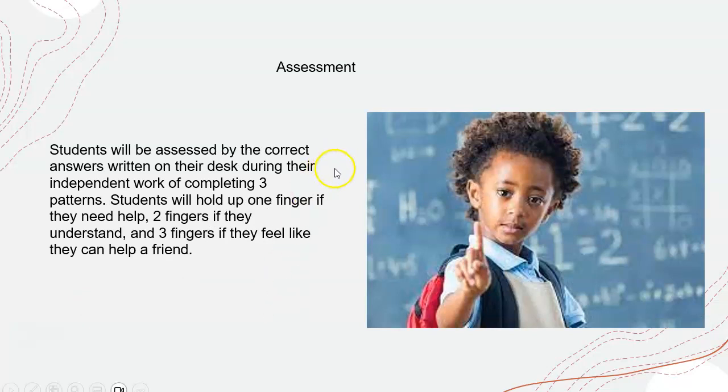And for the assessment, students will be assessed by the correct answers written on their desks during their independent work for completing 3 patterns. Students will hold up 1 finger if they need help, 2 fingers if they understand, and 3 fingers if they feel like they can help a friend.